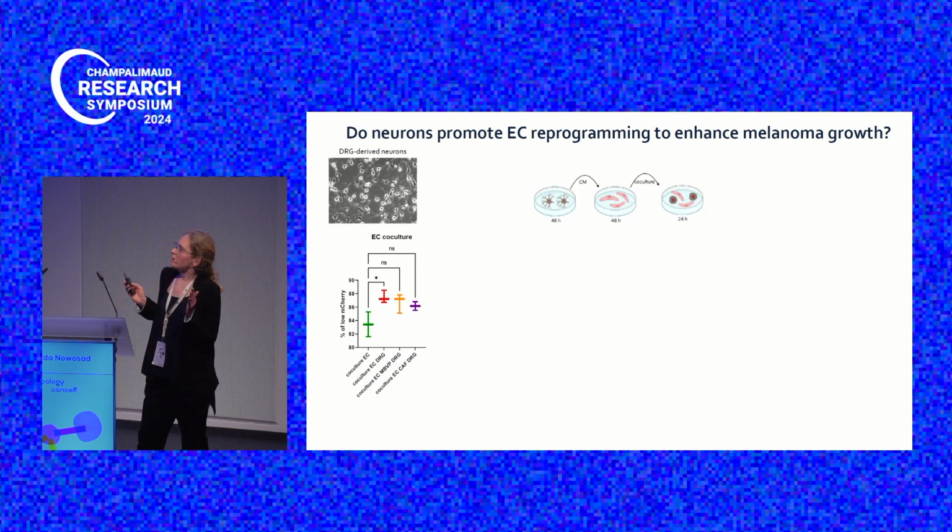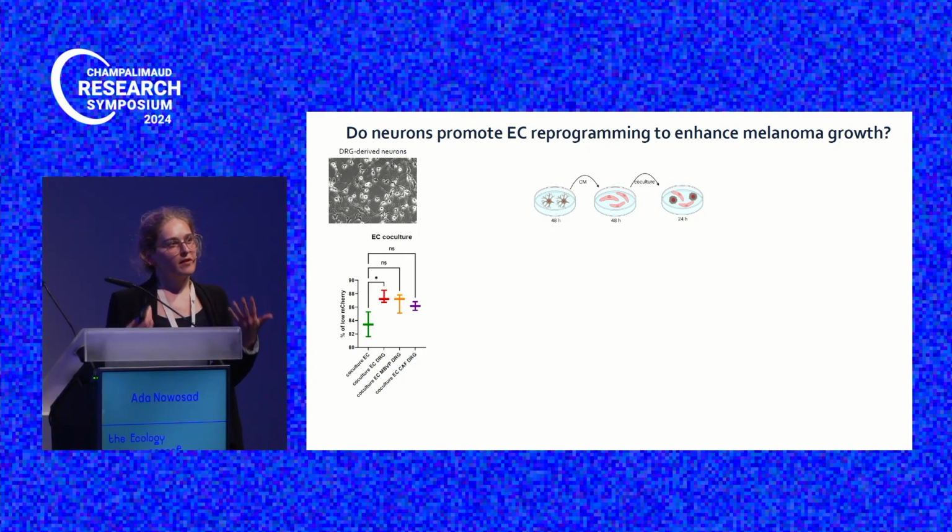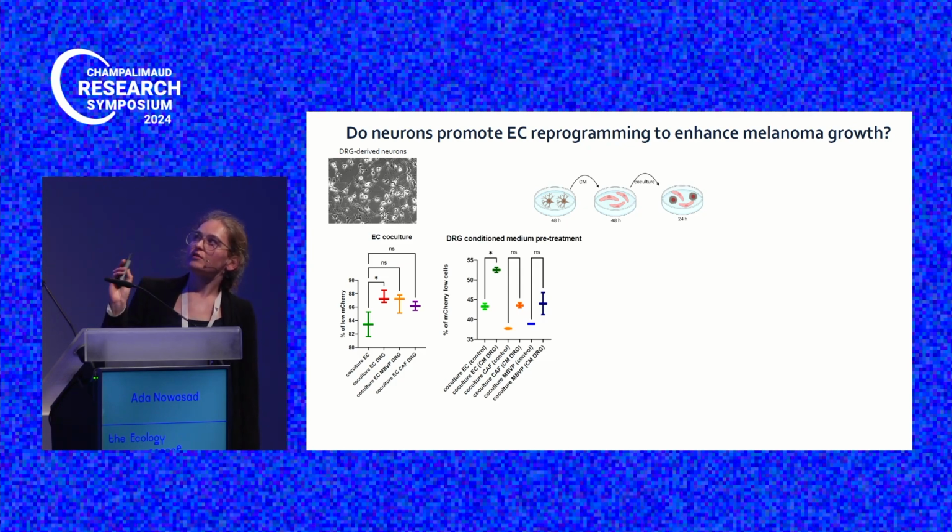Because it's well known that neurons may affect endothelial cell biology during development, we were wondering if this is also the case here. So we collected conditioned medium from neurons, and then we pre-treated our endothelial cells with this conditioned medium, and we put the endothelial cells in co-culture with melanoma cells expressing our proliferation reporter. And again, we quantified the proliferation by FACS, and we could appreciate that pretreatment of endothelial cells with neuron medium further increased their capacity to reprogram melanoma cells. And that was not the case for any other stromal population.